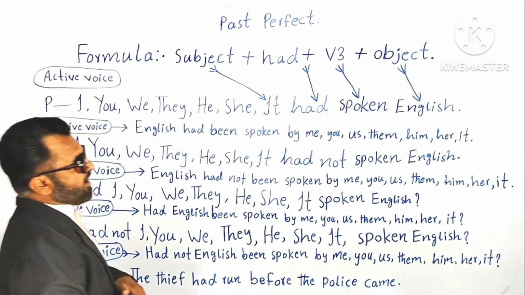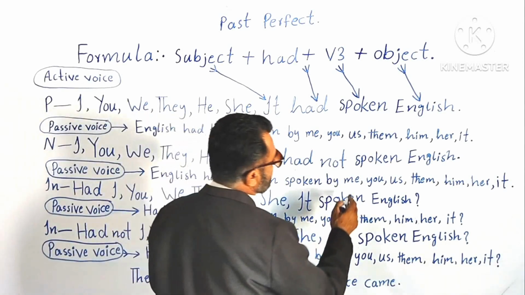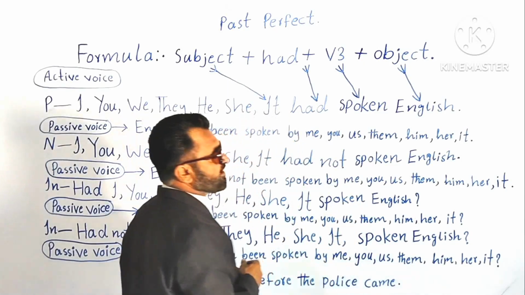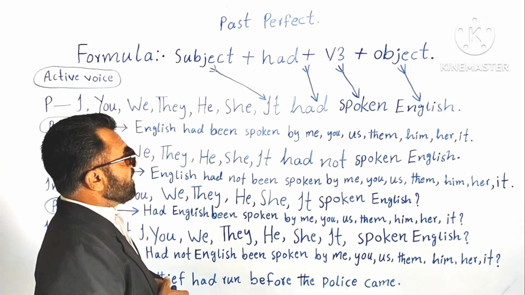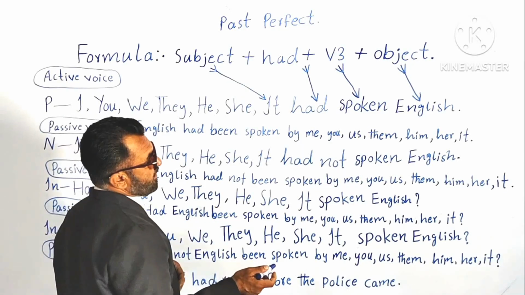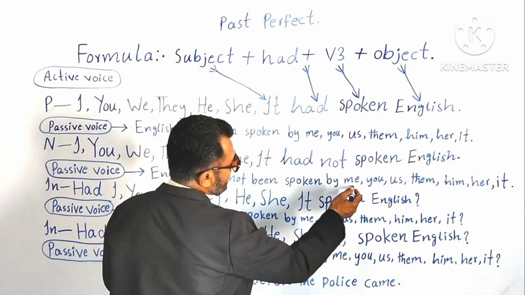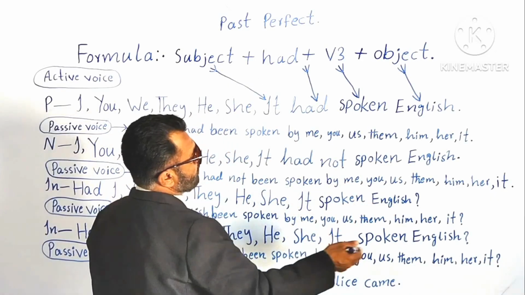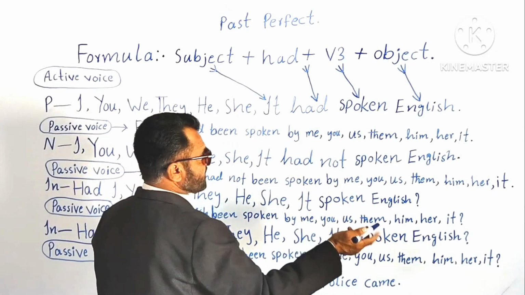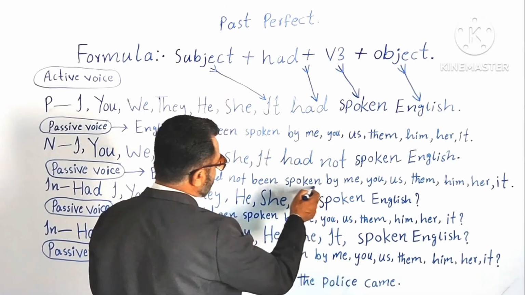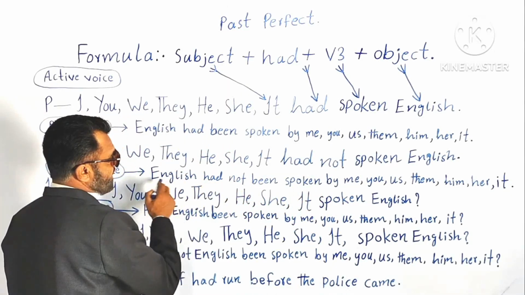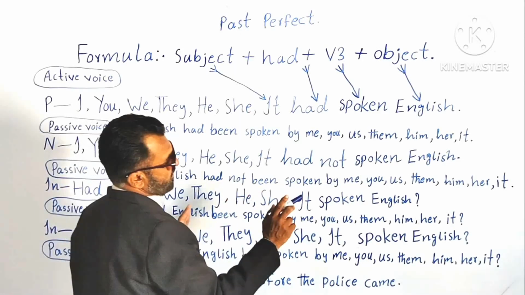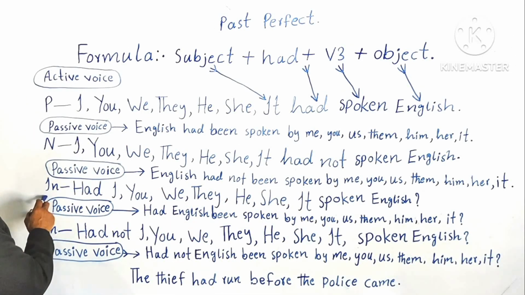Okay? Here, if you do not want to mention the object, still it will be okay. When you need to, you can mention the object, here it's okay. If you do not want to mention the object, that's correct. Your sentence is complete here. English had not been spoken. Understood? Now look at the interrogative sentence of active voice.